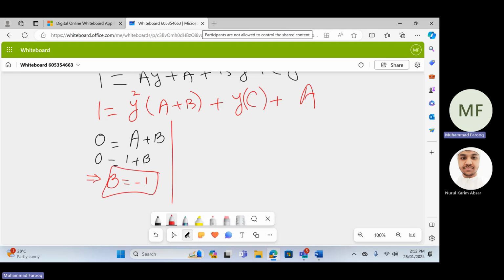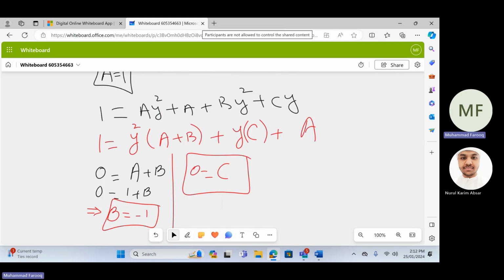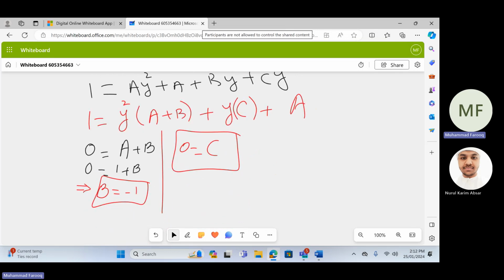Now, C has y degree 1. Any y on the left side? No. So 0 is equal to C. So A is 1, B is minus 1, and C is 0. Why is C 0? Because there is no y on the left side. Degree 1 y, any y here? No.